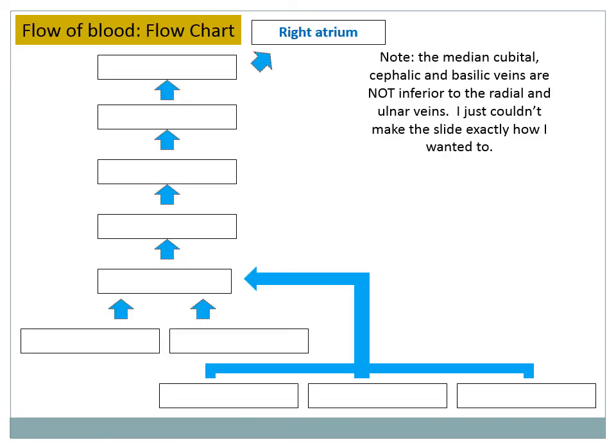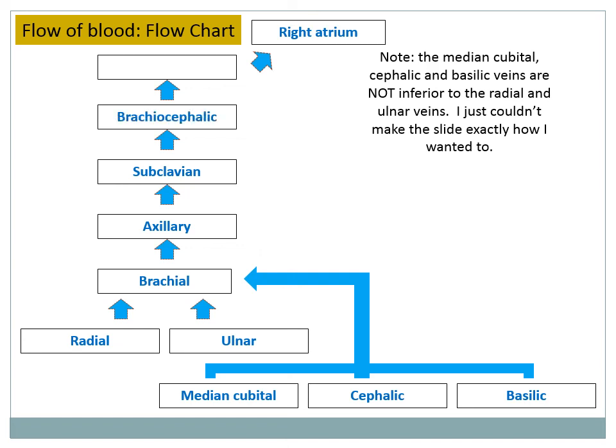All right, so one more look at the flow chart here. We're going to start at the bottom here with your median cubital, your cephalic, and your basilic veins. They're going to dump into the same vein as your radial and ulnar vein, which is going to be the brachial vein. The brachial vein dumps into the axillary, which then goes into the subclavians, right or left, depending on what side of the body you are on, which then goes to the brachiocephalic, which then goes to the superior vena cava, which then goes to the right atrium.